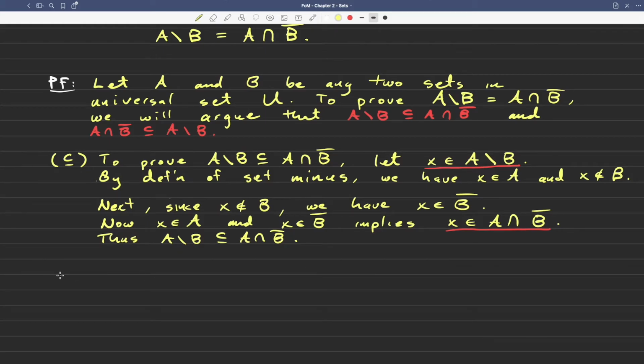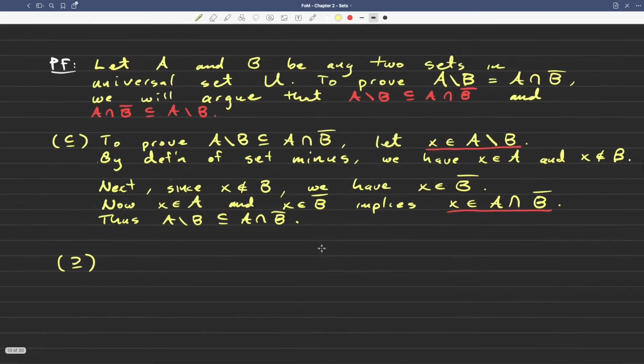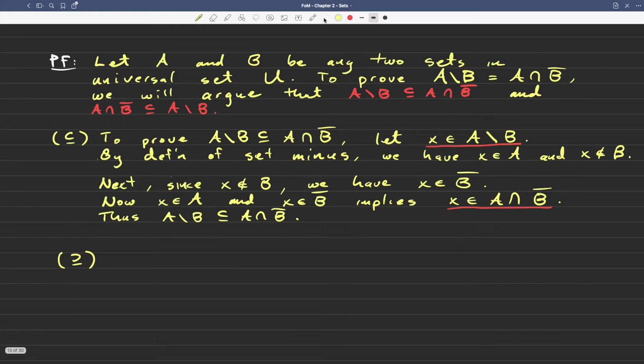Now we need to prove the reverse containment, which I'll indicate parenthetically here in formatting the proof. Notice that I've got the subset symbol reversed to indicate that I'm doing the reverse containment of what I was doing originally. So let's do that next. To prove A intersect B complement is a subset of A minus B, we're going to start by letting x be an element of A intersect B complement.